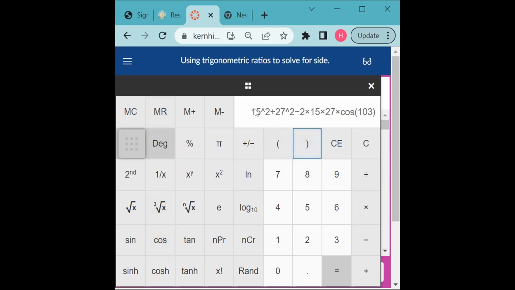I make sure that I typed it correctly: 15 squared plus 27 squared minus 2 times 15 times 27 times cosine of 103. Press equal. So I get 1,136. I'm going to go 4 decimal places. So let me come back to my work here.